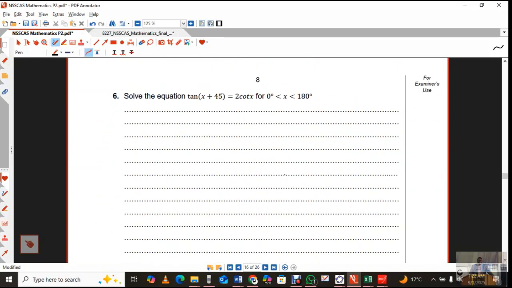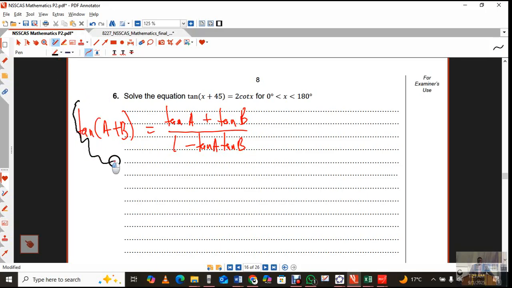Question 6, we are supposed to solve an equation over here. It's very important that you do know some of your rules, obviously your double angles. You might see this in your formula sheet, where you have the tangent of a plus b, that is equal to tan a plus tan b all over 1 minus, I believe, tan a tan b. Now I don't have the formula sheet with me, but this one also is something that we just know.